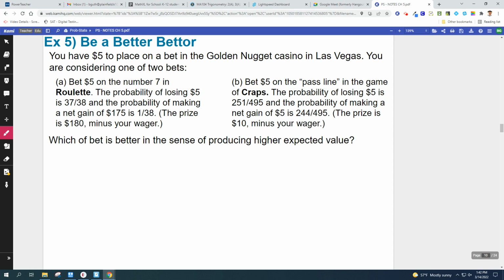It says the probability of losing $5, that's your whole bet, is 37 over 38, and the probability of making a net gain of 175 is 1 out of 38. In parentheses, it says the prize is 180 minus your wager. So keep in mind, you've got to pay to play. So you go up and you pay the guy $5, and you're going to win 180, but that's not your gain. If you win 180, your net gain is actually plus 175, right? Because you already gave him $5, right?